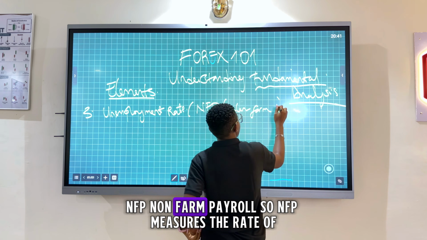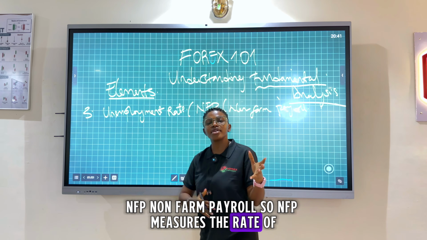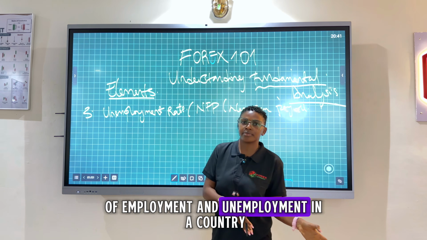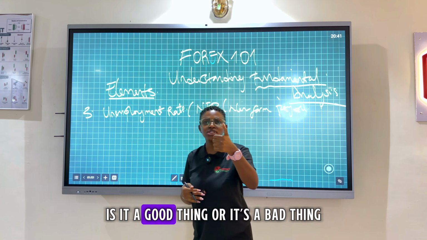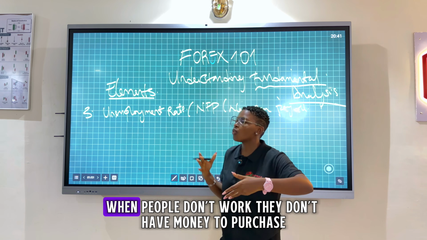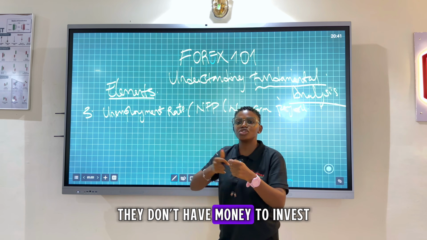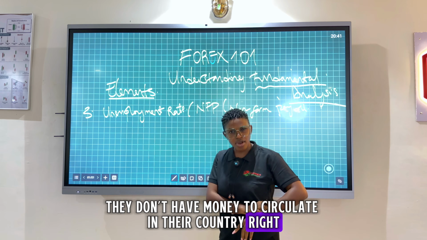Non-farm payroll. So NFP measures the rate of employment and unemployment in a country. Now you want to read it. Unemployment, is it a good thing or a bad thing? It's a bad thing. It's a negative thing. When people don't work, they don't have money to purchase. They don't have money to invest. They don't have money to circulate in their country, right?